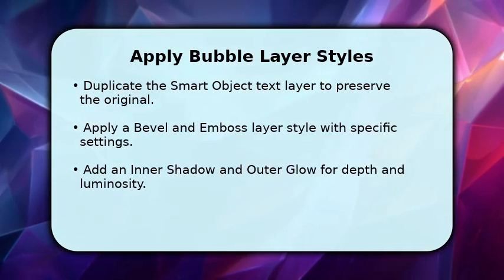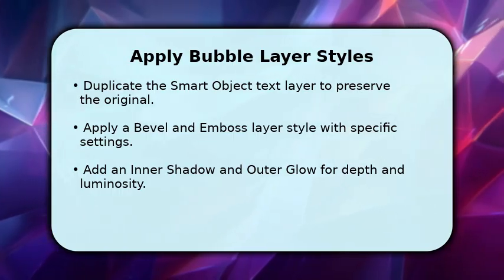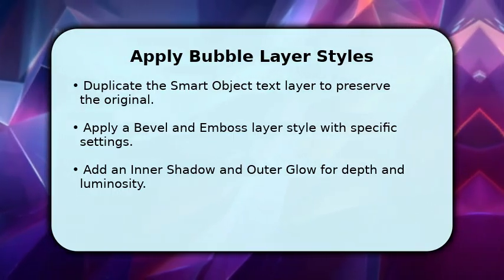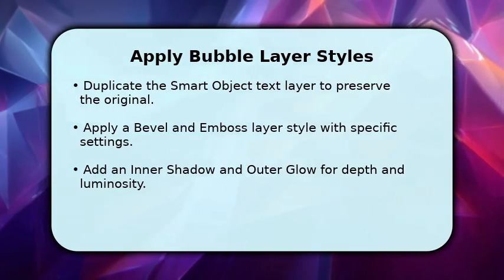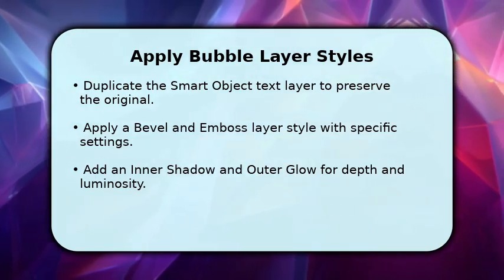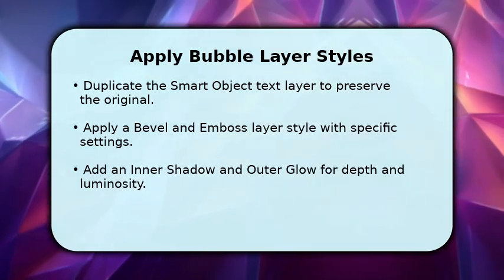Now let's add the bubble effect using layer styles. Duplicate your text smart object. Double-click the duplicated layer to open layer styles. Apply a bevel and emboss with a depth of around 150% and a size of 10 pixels. Set the contour to ring or half round.